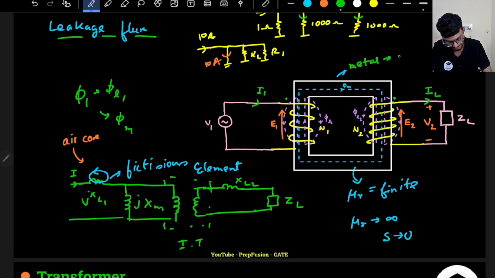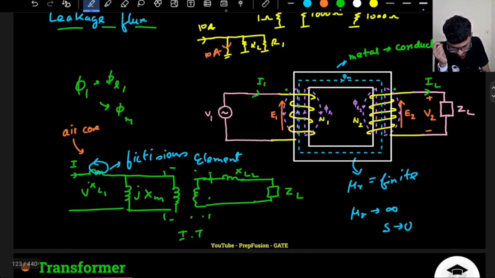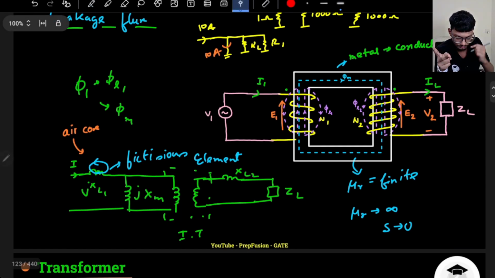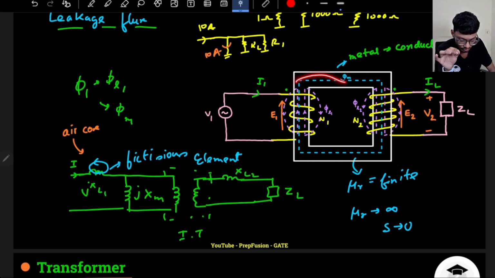Metal is conducting. Okay, so if metal is conducting, that means what? That basically means that this current has two paths, one through this metal, one through the winding. Although it does not actually flow through the metal, there are multiple things I will discuss about that. But briefly, roughly, I hope you can get a bit of an idea that metal also will act as a conductor.